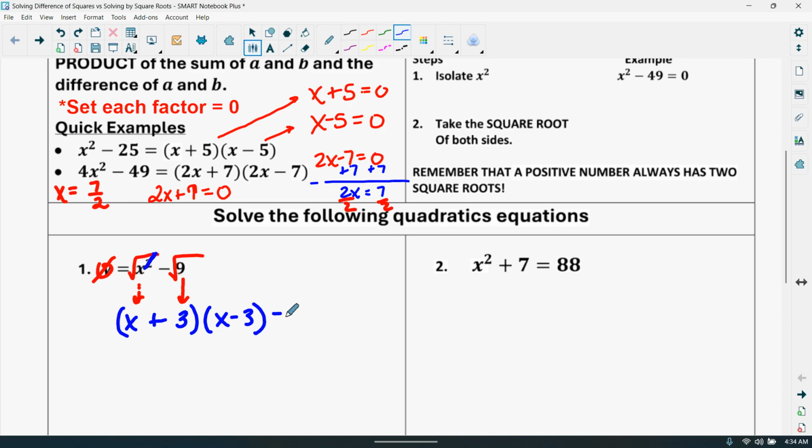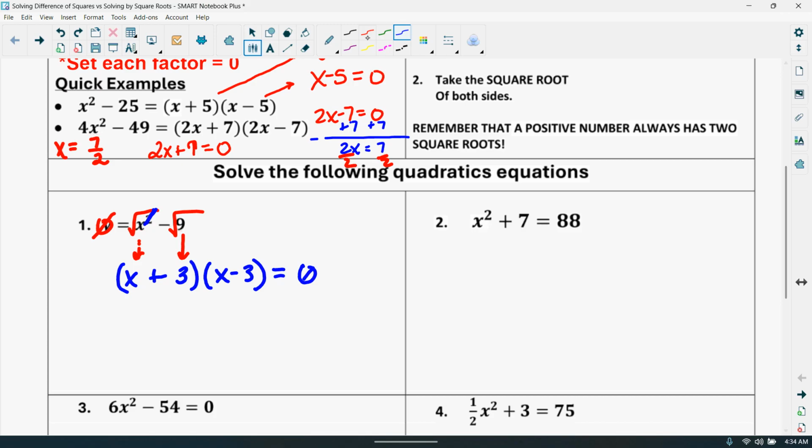Doesn't look like 0. I'll fix that. And then we're solving each factor. So this first one, I'm writing x plus 3 equals 0. And then I also have x minus 3 equals 0.